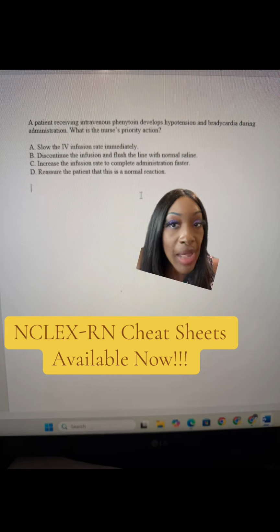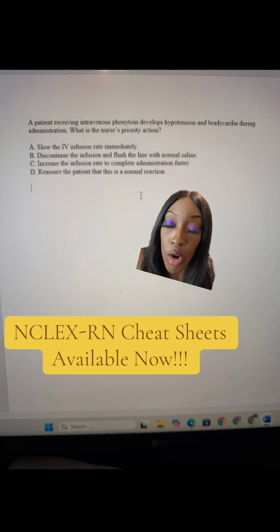Pop quiz. A patient receiving IV phenytoin develops hypotension and bradycardia during administration. What is the nurse's priority action? A. Slow the IV infusion rate immediately. B. Discontinue the infusion and flush the line with normal saline. C. Increase the infusion rate to complete the administration faster. Or D. Reassure the patient that this is a normal reaction.